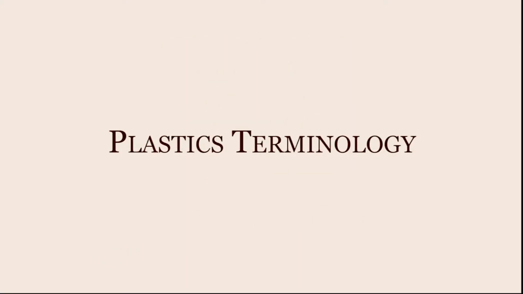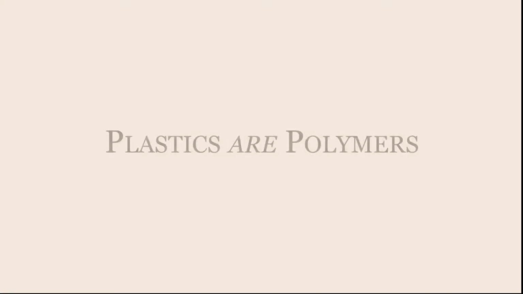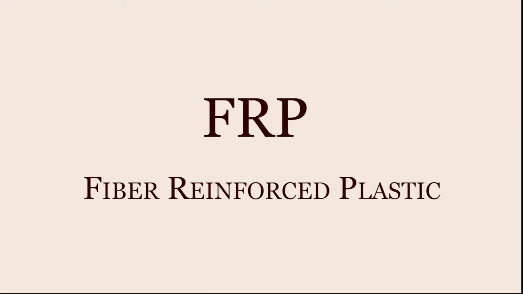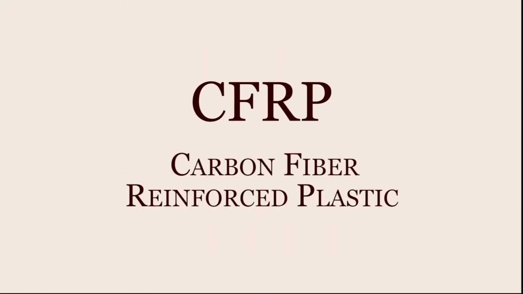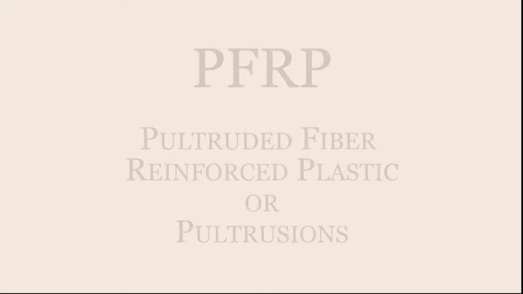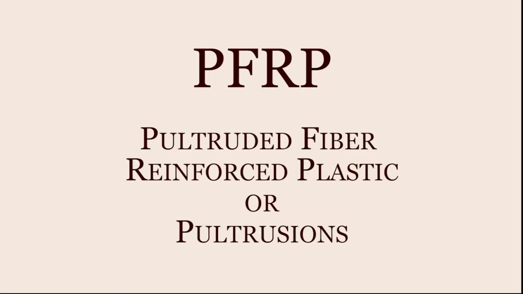Plastics terminology. The terms plastic and polymer are used interchangeably throughout this presentation. FRP means fiber-reinforced plastic. GFRP means glass fiber-reinforced plastic, or fiberglass. CFRP means carbon fiber-reinforced plastic. And PFRP means pultruded fiber-reinforced plastic, or pultrusions.